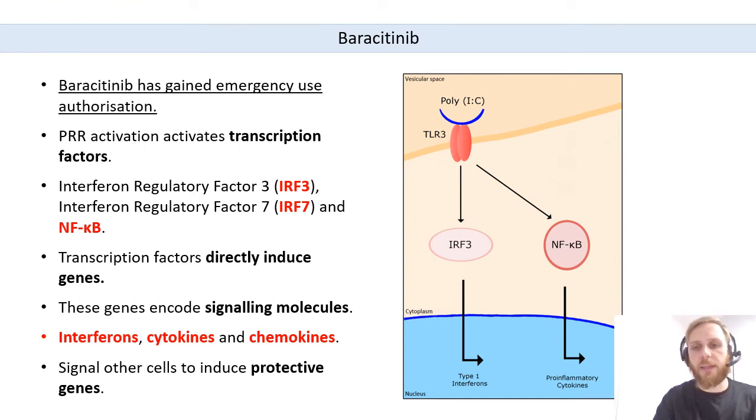Again, we have the signaling pathways that we've discussed here. We have activation of PRRs, which induces activation of transcription factors, and these transcription factors activate the induction of various signaling molecules, so interferons, cytokines, chemokines, and these signaling molecules induce a protective response throughout the immune system, which includes inflammation.